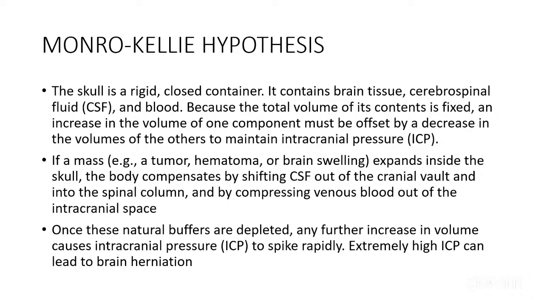Like if a mass like hematoma, brain tumor or edema expands inside the skull, the body compensates by shifting CSF out of the cranial vault and into the spinal column, and by compressing venous blood out of the intracranial space. Once these natural buffers are depleted, any further increase in the volume causes a rapid rise of the intracranial pressure. Extremely high ICP can lead to brain herniation.